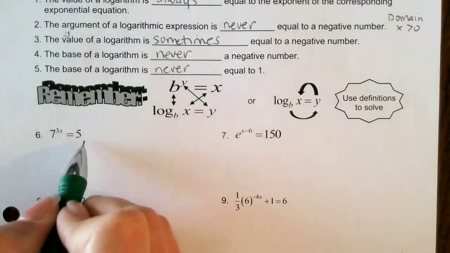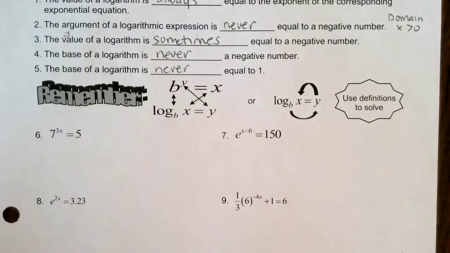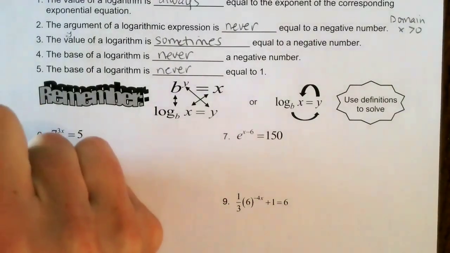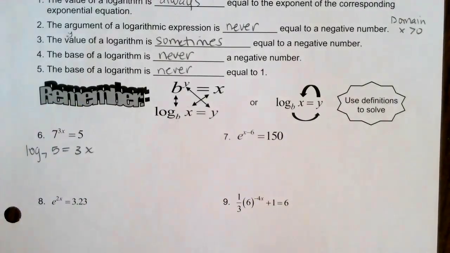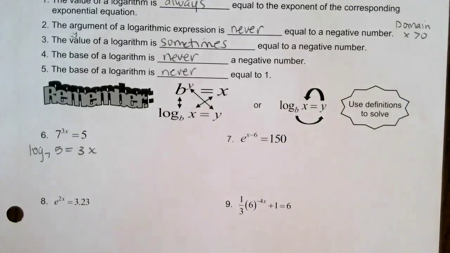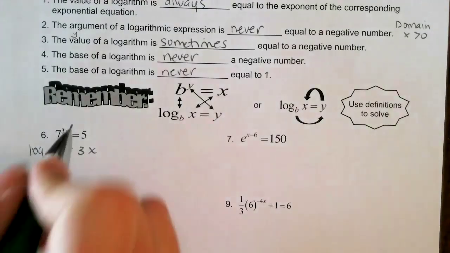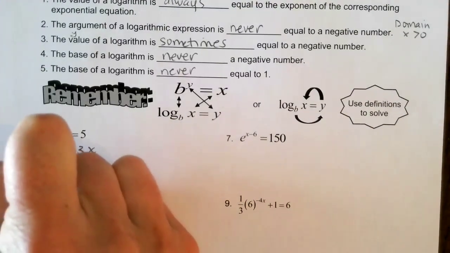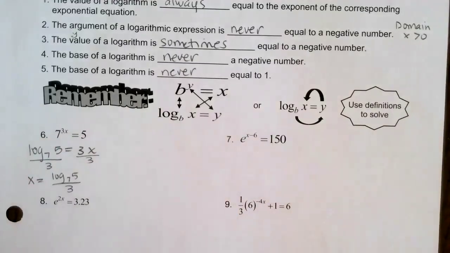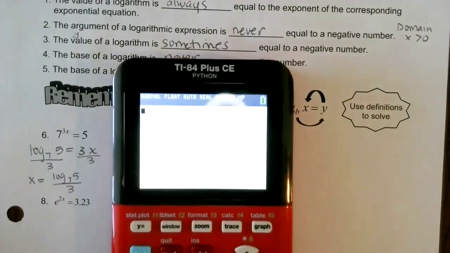Something like 7 to the 3x equals 5, we can't get a common base with these two numbers. But if I convert it to a log, I get the log base 7 of 5 is equal to 3x. And so we have freed that 3x from the exponent in order to solve it. My last step would be to divide by 3. And so we get x equals log base 7 of 5 over 3. That is a perfectly good answer if we did not have a calculator, since that can't really be simplified without a calculator. If you do have a calculator, let's talk about how to put that in your calculator.